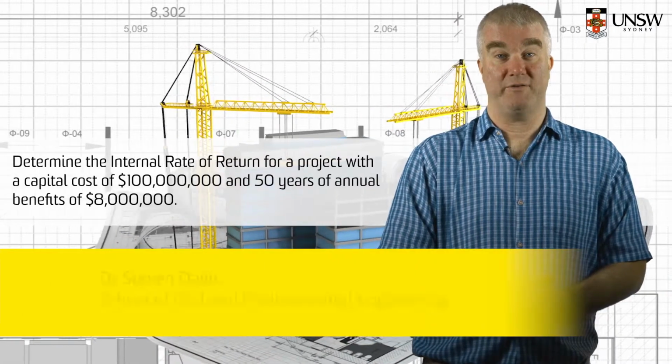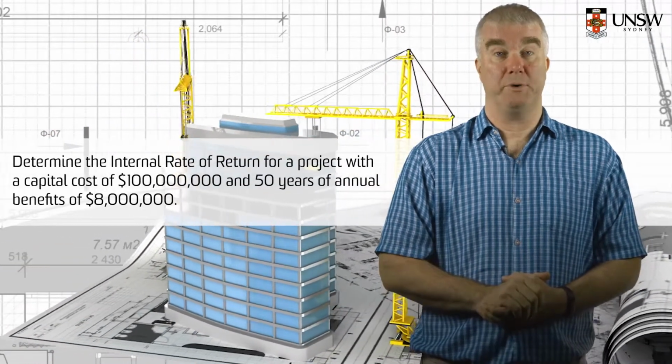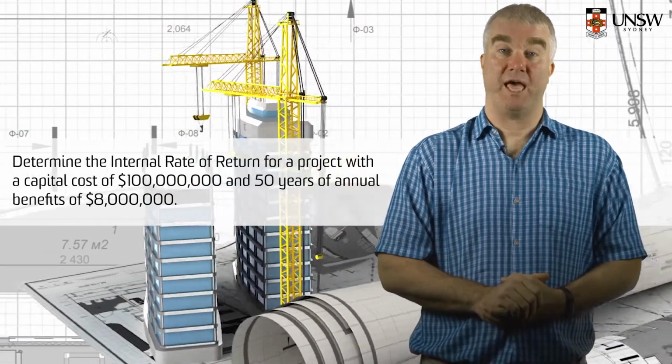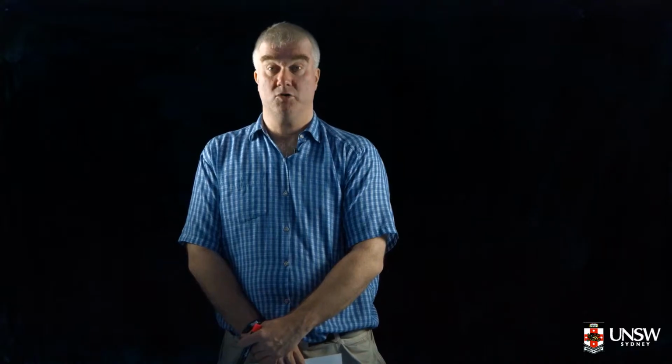Determine the internal rate of return for a project with a capital cost of $100 million and 50 years of annual benefits of $8 million. The internal rate of return is the discount rate at which the benefits are equal to the costs.